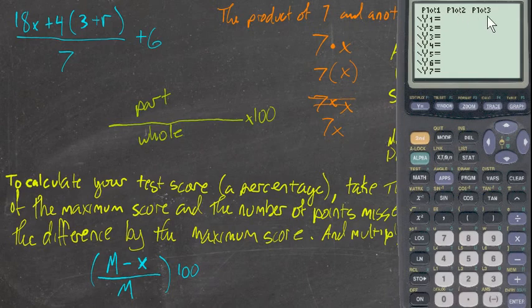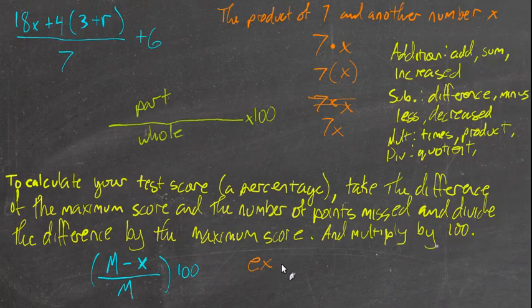I can have one variable in there, right? And so as I'm grading tests, the thing that is a variable, from student to student, is how many points they'll miss. But everyone will have the same possible maximum score. So for an example, let's say that the max score is 25 points.